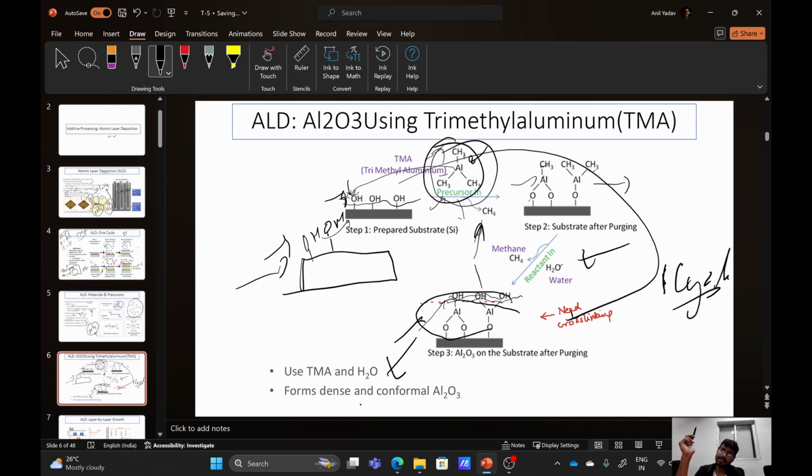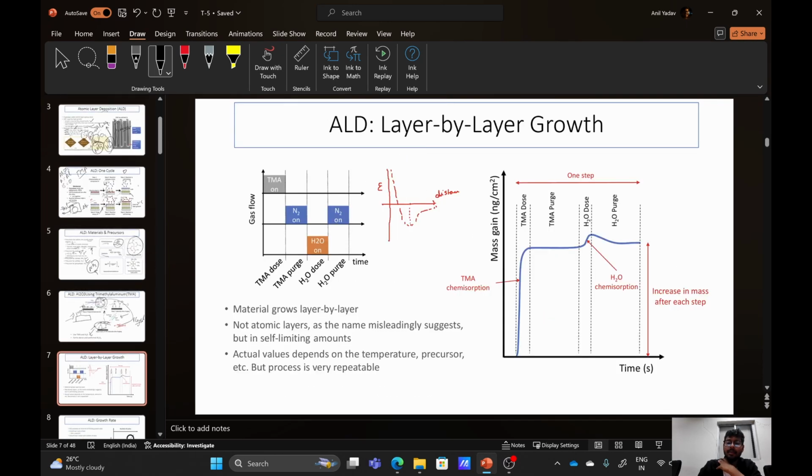But if you are doing something like a physical deposition, which we will cover today only, in that case the side walls are not covered. Here, it chemically reacts at the side walls. That is why there is a conformal deposition in this, and layer by layer growth in ALD.